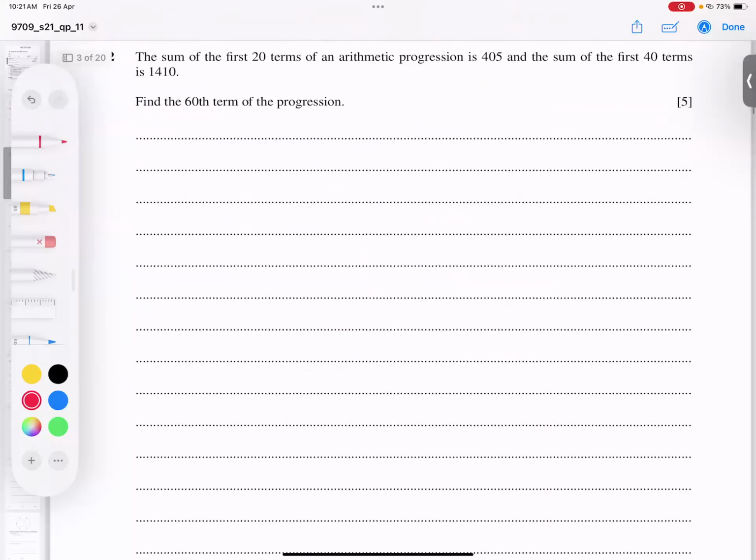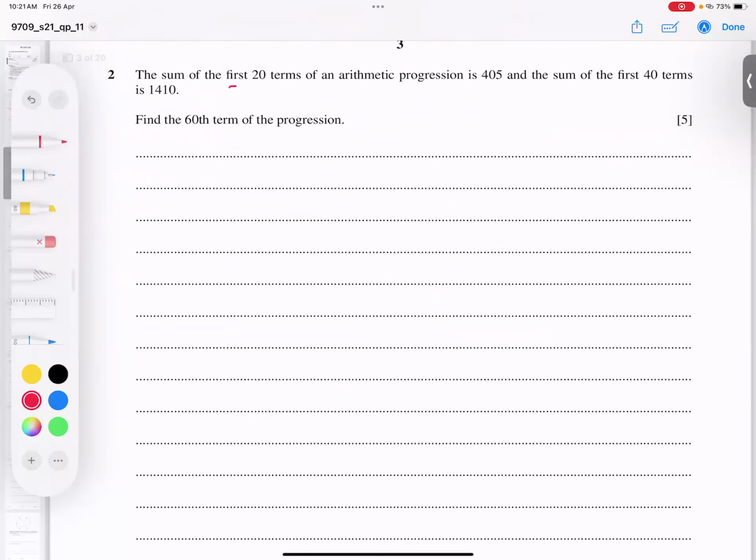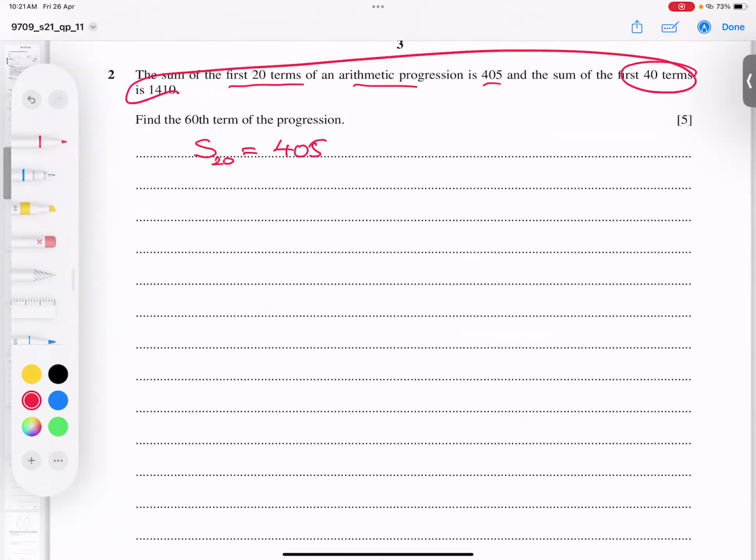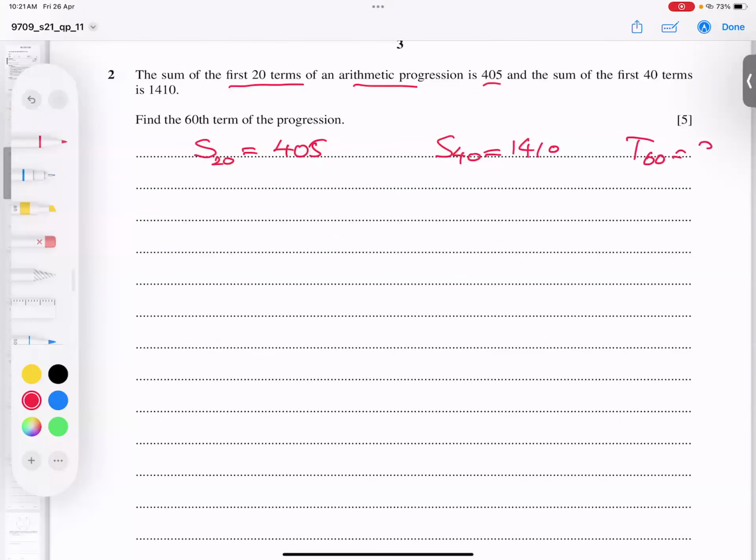Let's go for the next. The sum of the first 20 terms of an arithmetic progression is 405. Don't start a question directly, students. First write the data. And the sum of the first 40 terms is 1410. He's asking for the 60th term as the target. So T60 is the target.